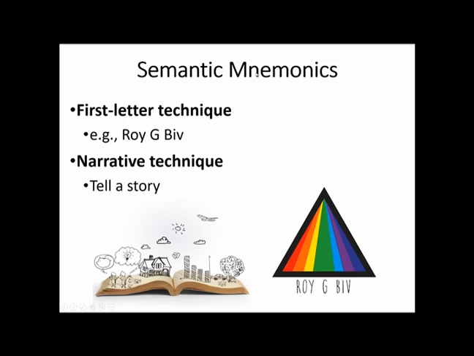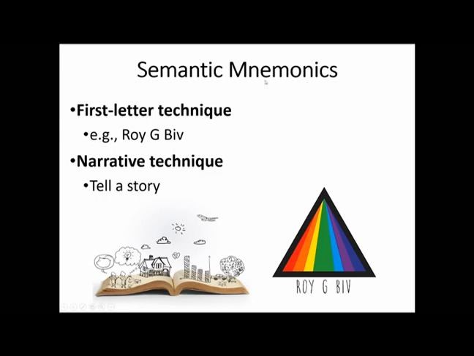I apologize. For our semantic mnemonics, we can have things like the first letter technique, just like we had talked about with our homes analogy. That is a first letter technique where we have condensed the first letters of the words to make a phrase. Or we can use Roy G. Biv as a mnemonic for remembering the order of the colors of the rainbow.